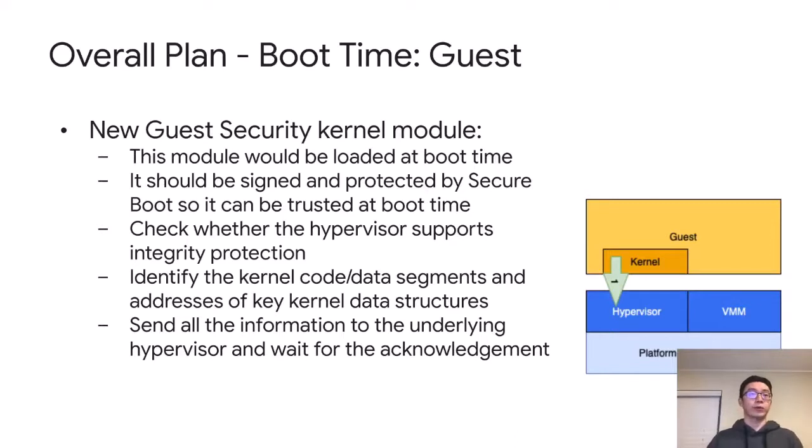So how does everything work end to end? Here we want to introduce a new guest security kernel module. This module should be loaded at boot time, ideally by the end of boot time, so the kernel has already set up all the page tables, IDT, GDT, system call table, etc. It should be signed and protected by secure boot, so it can be trusted at boot time. If anyone tries to modify it in some way, secure boot will fail. After it gets loaded, it will check whether the hypervisor supports special integrity protections. If it does, it will try to identify all the kernel code and data segments and addresses of the key data structures, and send a please-protect-me request to the hypervisor.